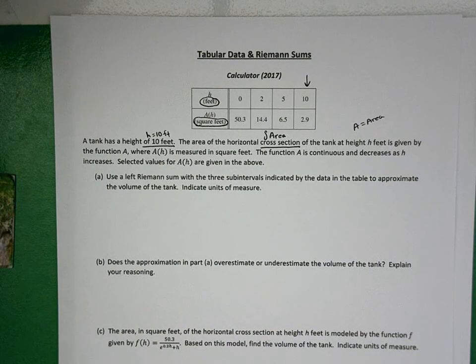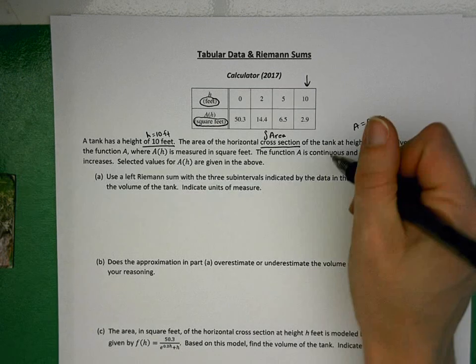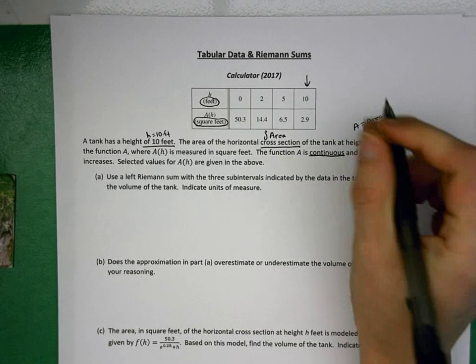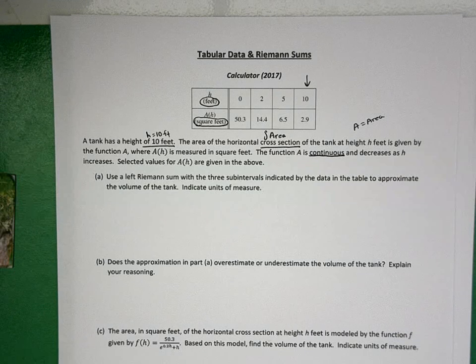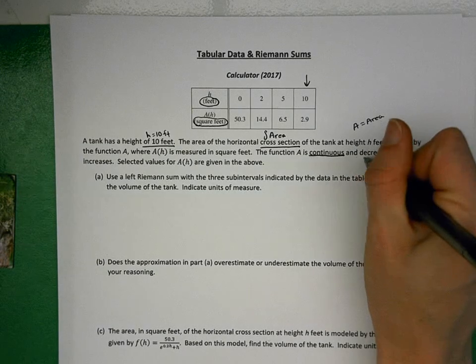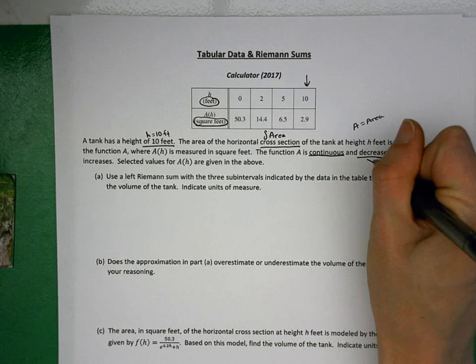Okay. The function A is continuous. Okay, so continuous, I know now if I were to use IVT or MVT, both of which require my function to be continuous, I can state that. And A decreases, so I know that A is going down.